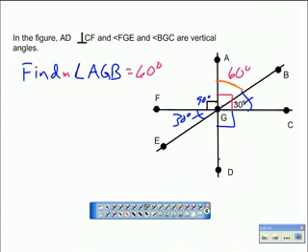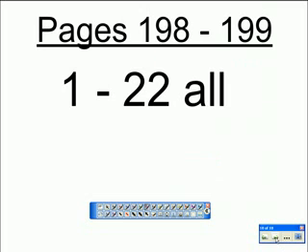Yep, so that one's 60, which means this one is also 60, because these two are vertical angles, or you could say that these two are complementary. That's 90 degrees right there. And then that was the other question. Find the measure of EGF, which we found already. The measure of angle EGF is 30 degrees. That was the big one. All right. 198, 199, 1 to 22 all.